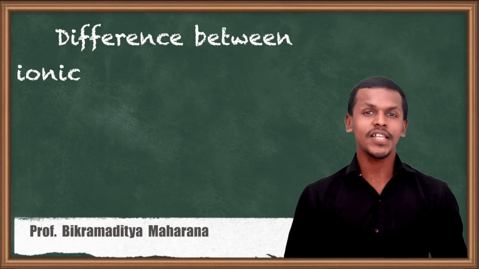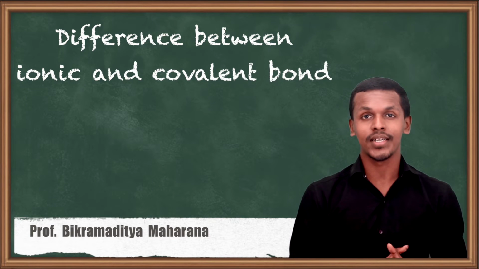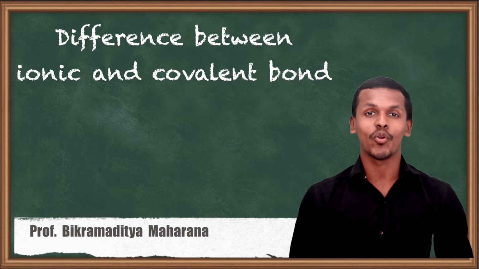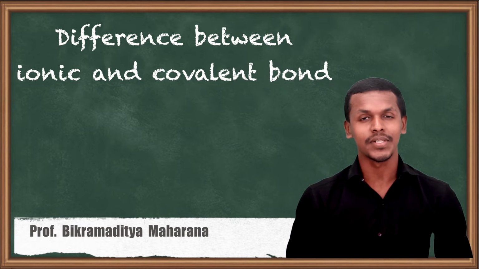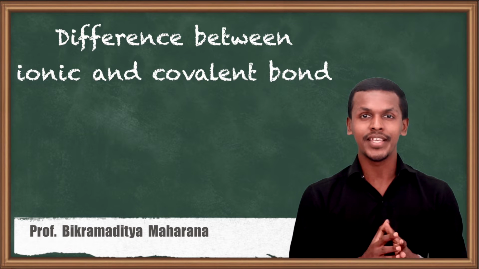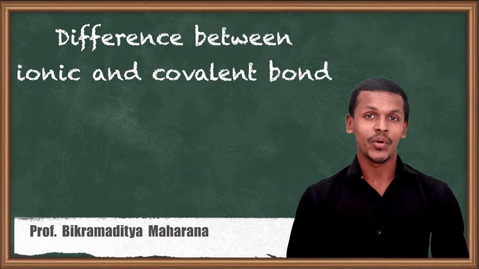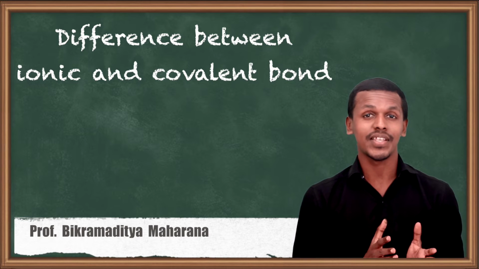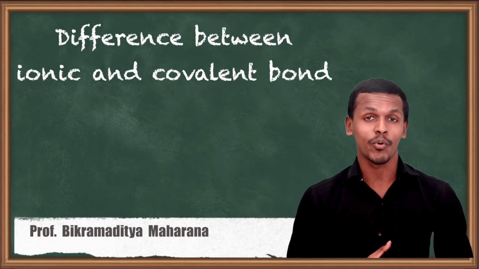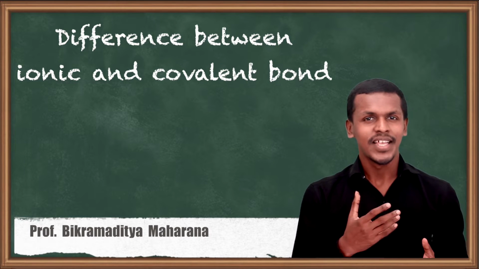Hello friends, in the previous lecture we talked about the formation of an ionic bond, as well as the formation of the covalent bond, taking examples. Now let us talk about the difference between these two side by side, so that we could understand it in a better way, that is, what is actually an ionic bond and what is actually a covalent bond, with the help of an example also. So let us talk about it.